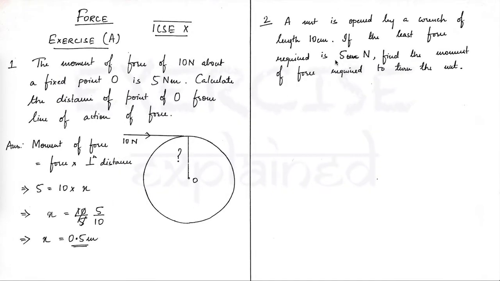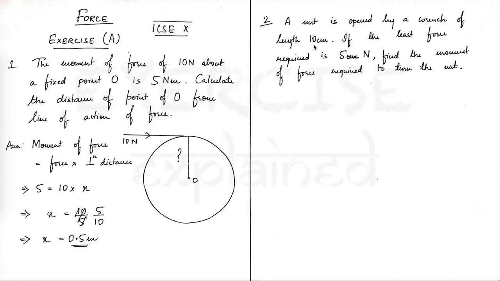Getting into question number 2 of Force ICSE 10th. A nut is opened by a wrench of length 10 centimeter. So length of the wrench is given as 10 centimeter. If the least force required is 5 Newton, find the moment of force required to turn the nut. So here we have the least force, that is the minimum force required for the nut to open, as 5 newtons. So we need to find the moment of force required to turn the nut.